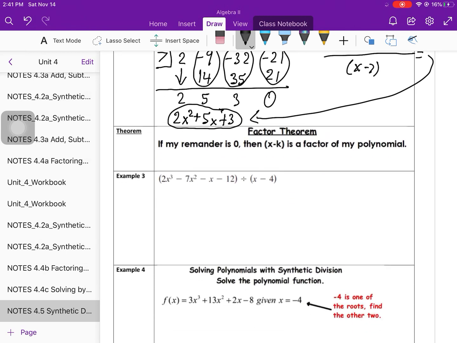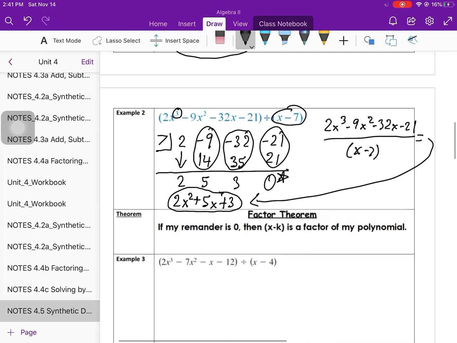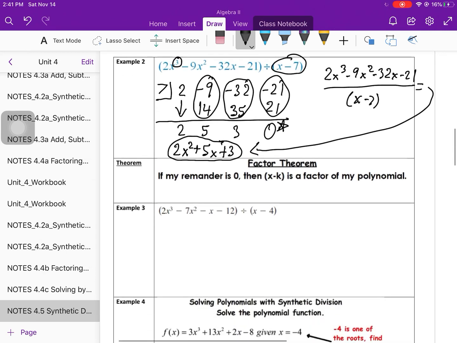All right, so now let's go ahead and talk about the factor theorem. In this last problem, our remainder was 0. The last term is always the remainder, this part here. Then x minus k is a factor. It worked out to be a really nice answer with no fractions. That's why x minus 7 was technically a factor, because we could reduce it down to a nice answer.